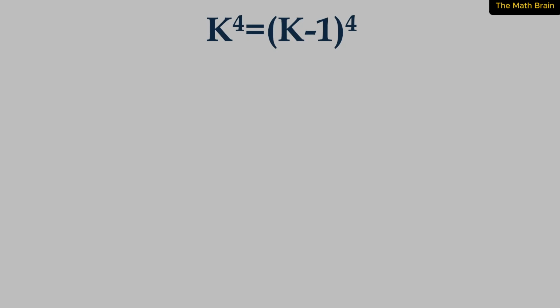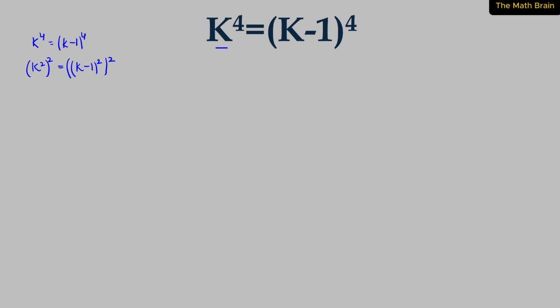Today we are going to find the value of k for the given equation. So let's start by writing the equation first, that is k raised to power 4 is equal to (k minus 1) raised to power 4. We can rewrite it as (k squared) whole squared is equal to ((k minus 1) squared) whole squared.